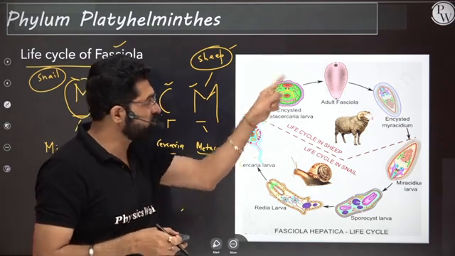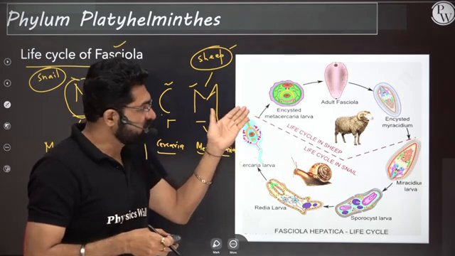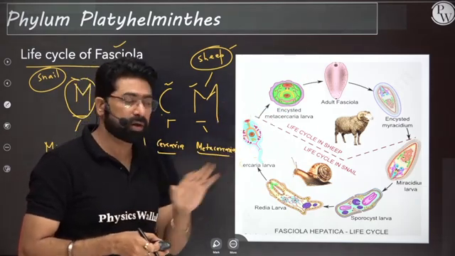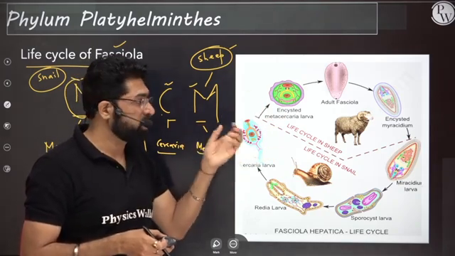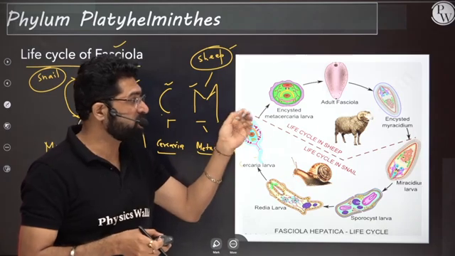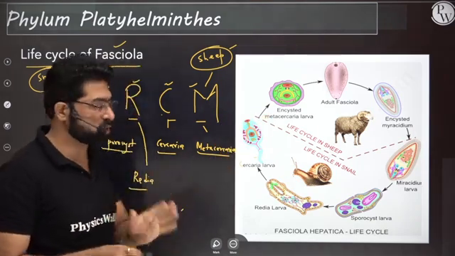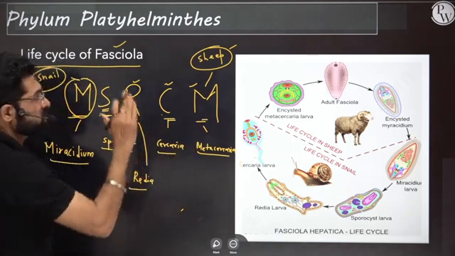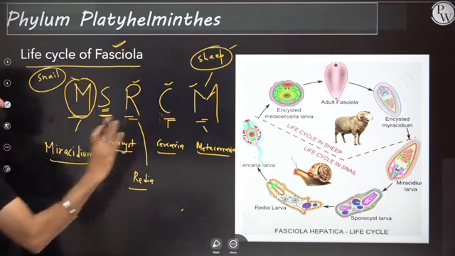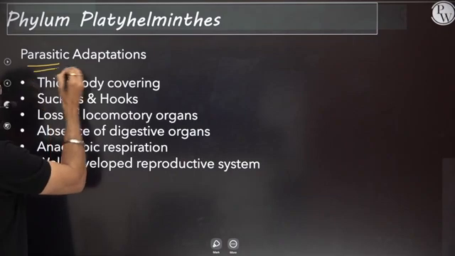This is an encysted form that can remain for many days. Afterwards, when these leaves are eaten by the sheep or goat, they get transferred in them, and they get into their bile duct. So they reside actually in the bile duct of the sheep. So understood very well. This is MSRCM. This is how you will remember this life cycle. Easy for you.